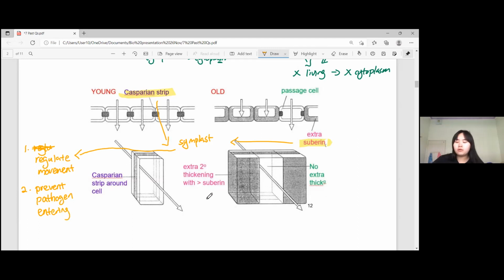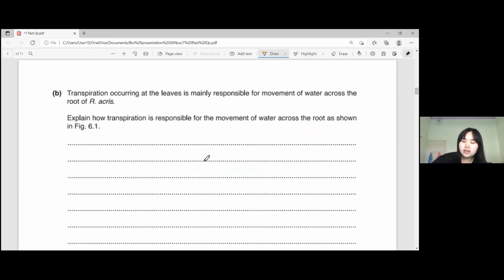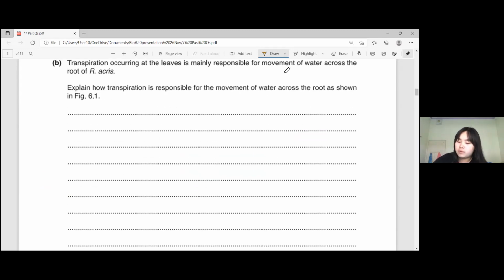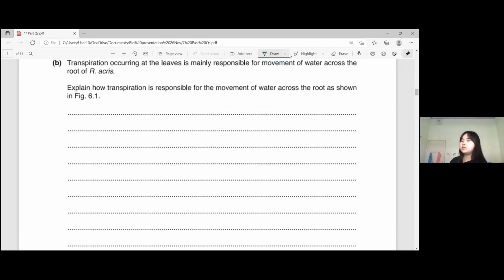So we move on to the next question. Transpiration occurring at the leaves is mainly responsible for movement of water across the root of Ranunculus acris. Explain how transpiration is responsible for the movement of water across the roots as shown in figure 6.1. So the question here is asking how transpiration helps the water to move from the roots to the xylem and up the xylem.